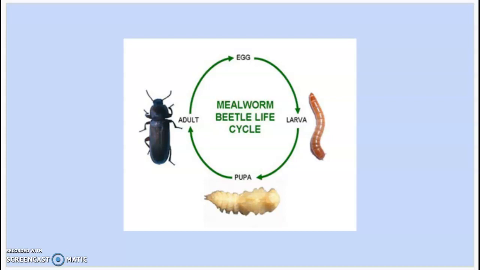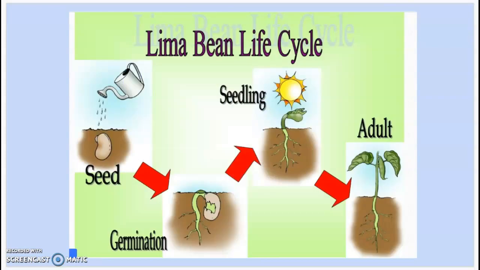This is the life cycle of a mealworm. Unfortunately, we did not get to see all that. So it starts with the egg, then goes to the larva, pupa, and then adult. And then the adult creates another egg, larva, pupa, adult, and it just keeps going and going. Life cycle of a lima bean: it starts with a seed, then as it starts to sprout, germination, a seedling, and then it goes to an adult.